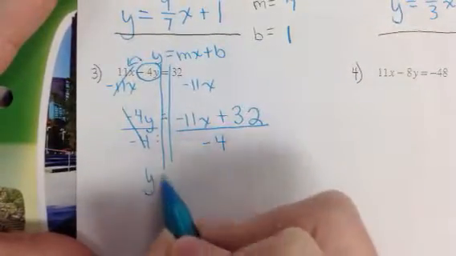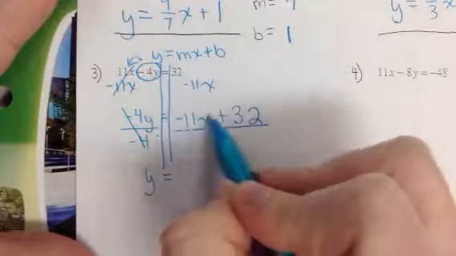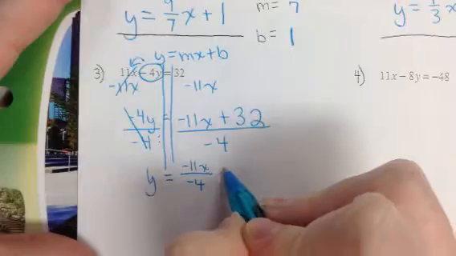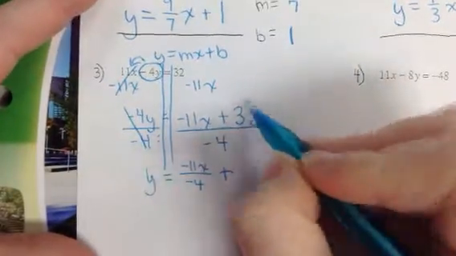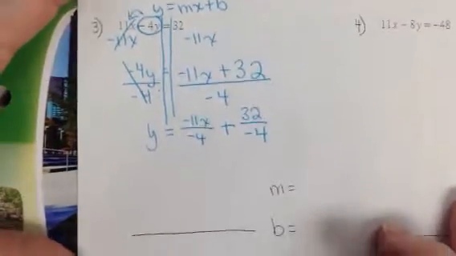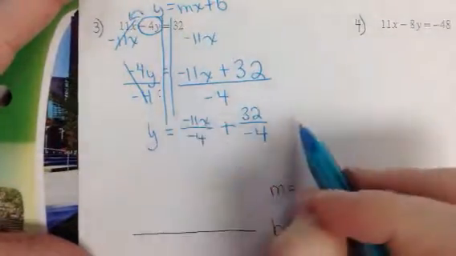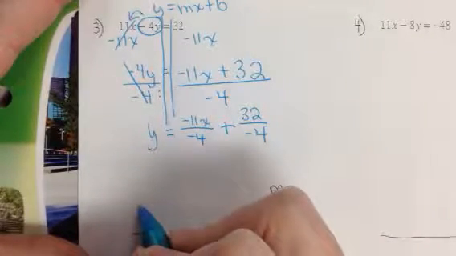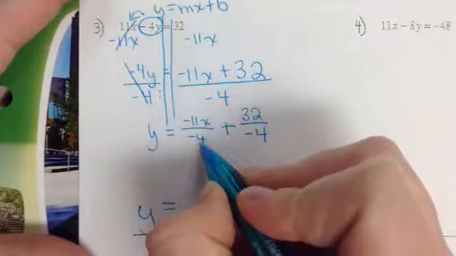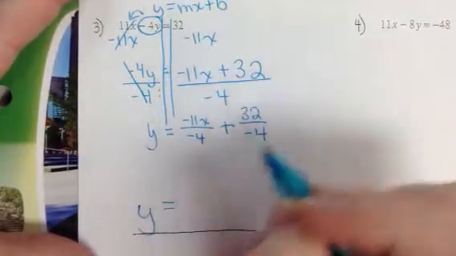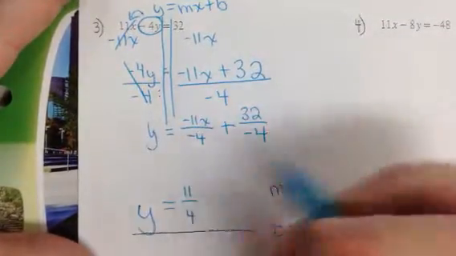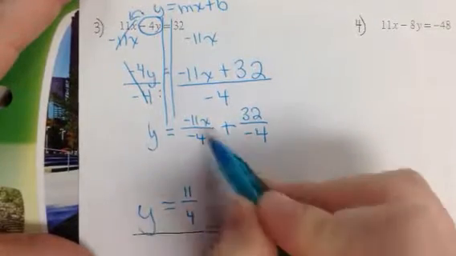Cancel here. Y equals, I'm going to take this first term and I'm going to put it over negative 4, put a plus, put that last term over negative 4. Now I just have to reduce, so I'm going to get the final answer of y equals, if I do negative 11 divided by negative 4 and hit math, enter, the only thing that changes is those negative signs are going to go away, so it's just going to reduce to a positive 11 over 4.